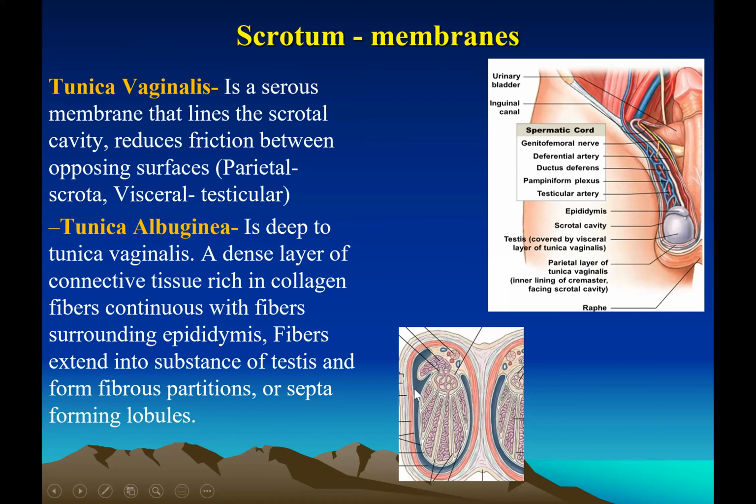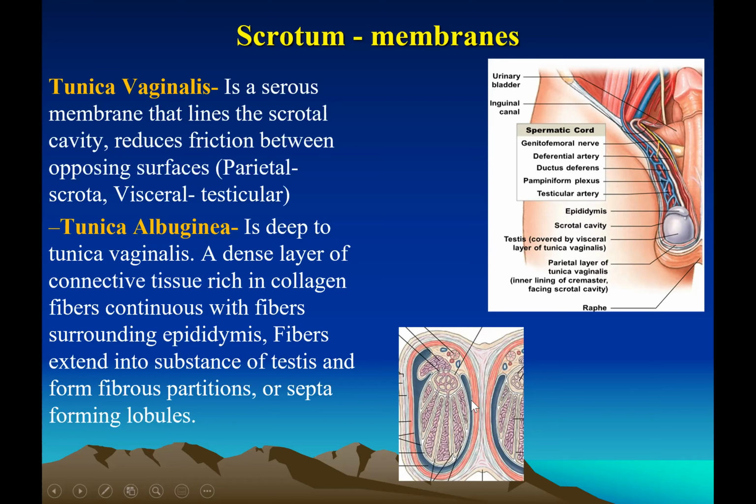So there are visceral and parietal layers here, and the scrotal cavity acts as a lubricant. Tunica albuginea will dip into the testis, dividing it into many lobules. So you can see the scrotal cavity. The testis is covered by the visceral layer of tunica vaginalis, and then there's the cavity, and then the parietal layer of tunica vaginalis. Tunica albuginea is the membrane that sticks to the testis and will dip into it, dividing it into lobules.